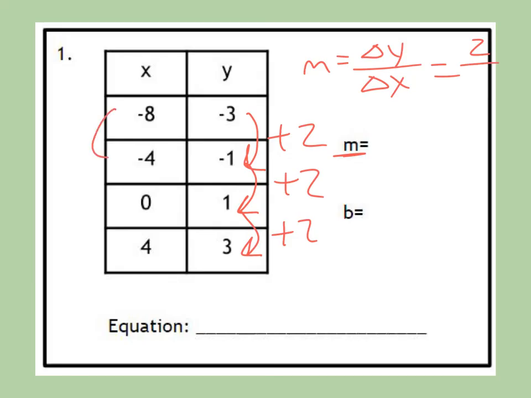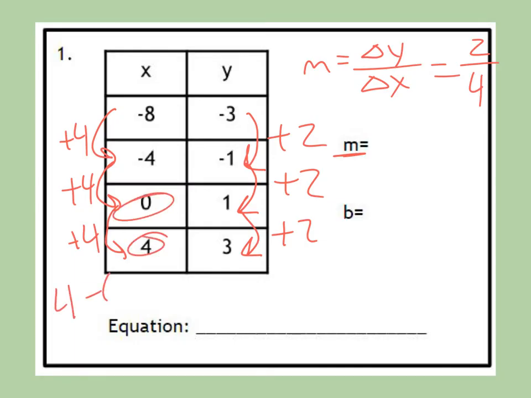My change in x, negative 8 to negative 4, I'm adding 4. Negative 4 to 0, I'm adding 4. 0 to 4, I'm adding 4. And remember that if you don't see the jumps as easily as some people do, you can just subtract. So if I take these two right here, 4 minus 0 is going to get me positive 4. So that tells me that I'm adding 4 to get from here to here. So I'm left with m equals 2/4, but that can further be reduced. If I divide by 2 from the top and the bottom, I'm going to get m equals 1/2.